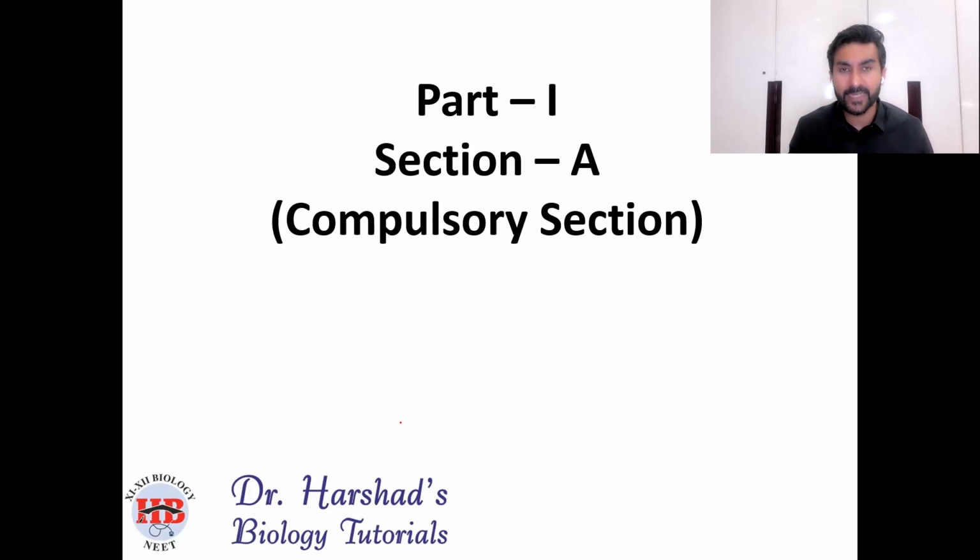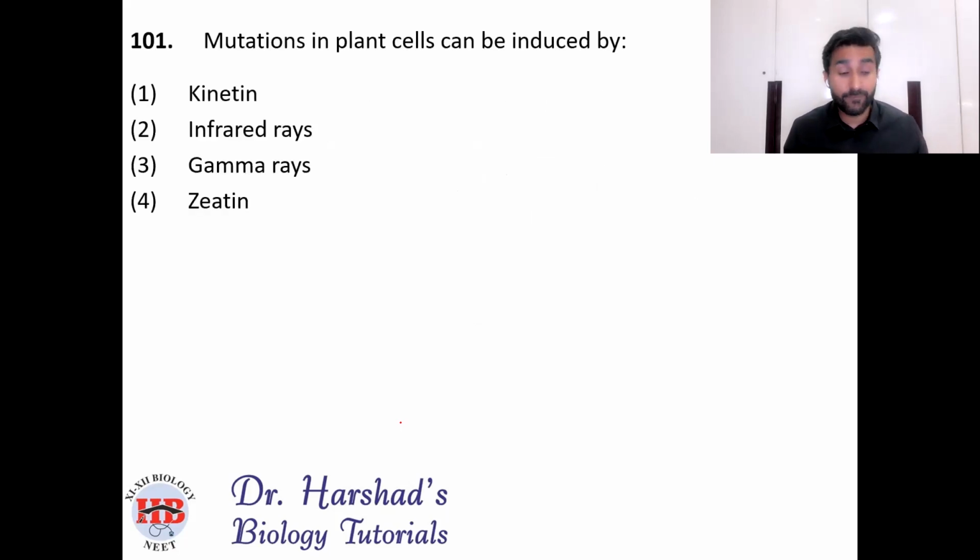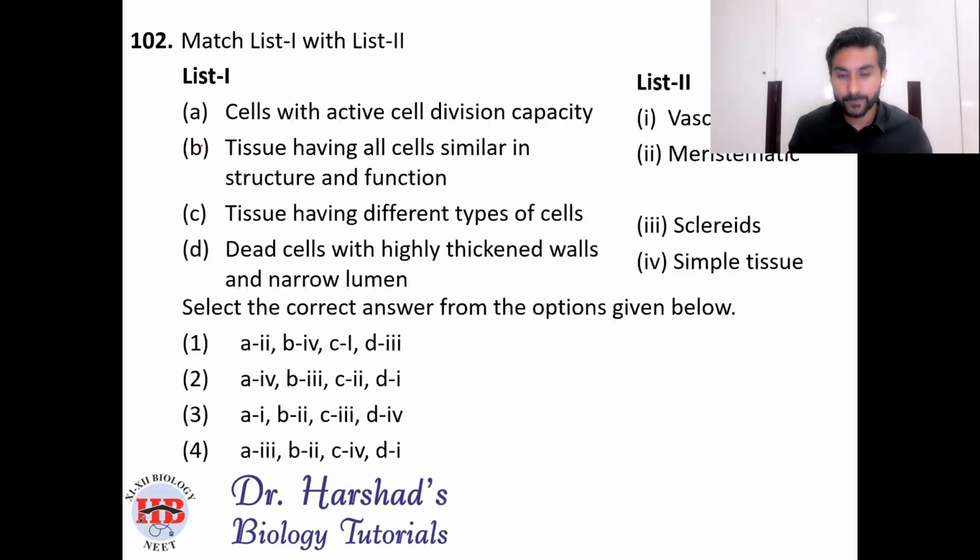That is section A. The very straightforward first question: mutations in plant cells can be induced by. If you remember, this is the part of mutation breeding, which is there in the chapter Enhancement in Food Production, and the option which is used to induce mutations is gamma radiations, to be precise. That is your NCERT line.